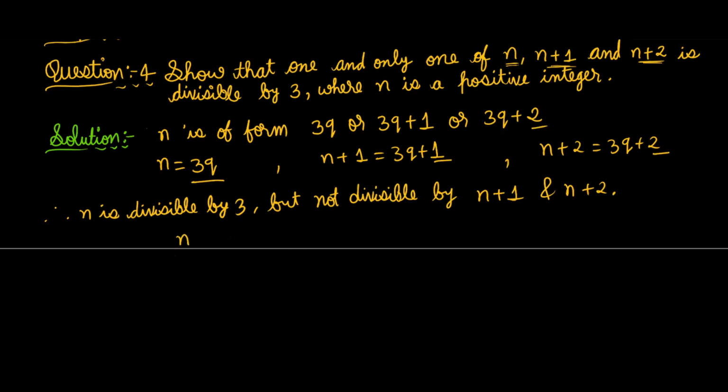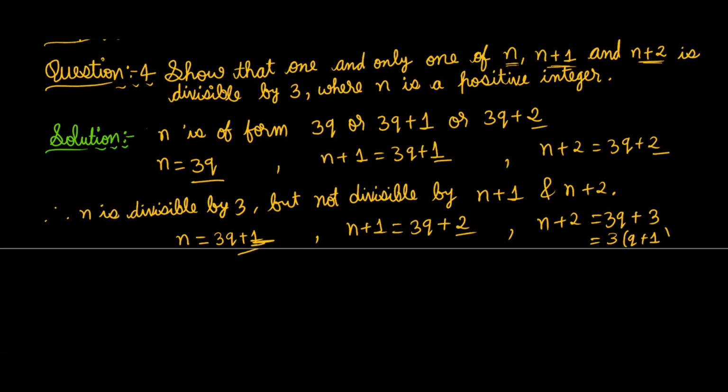Now take n is equal to 3q plus 1. So there is 1 as a remainder, so it is not divisible. Then n+1 has 1 already there, so it is also not divisible. Now n+2: 1 is already there, plus 2 gives 3, so we can take common q plus 1.